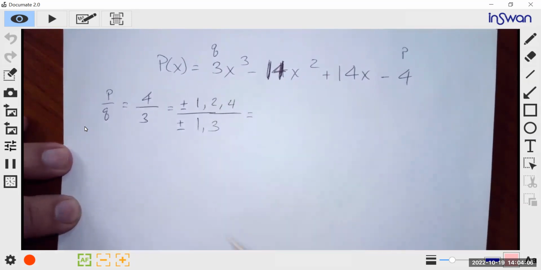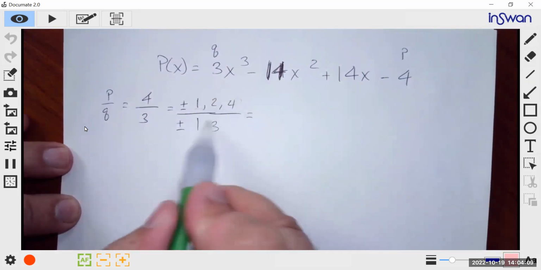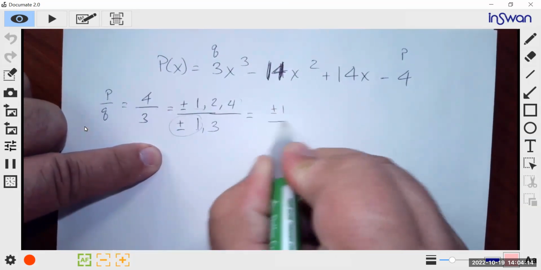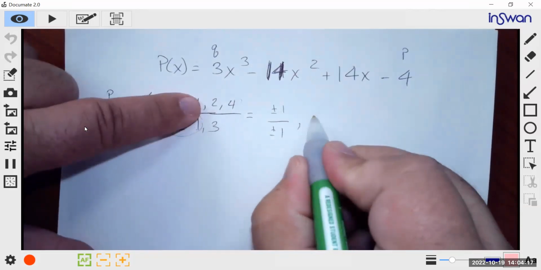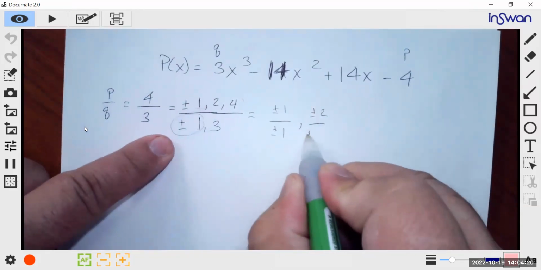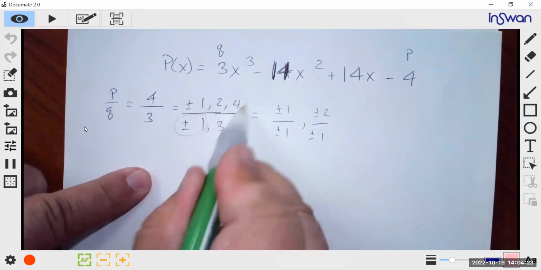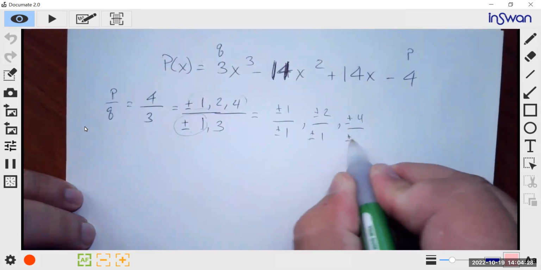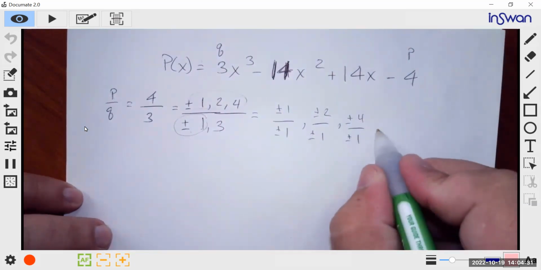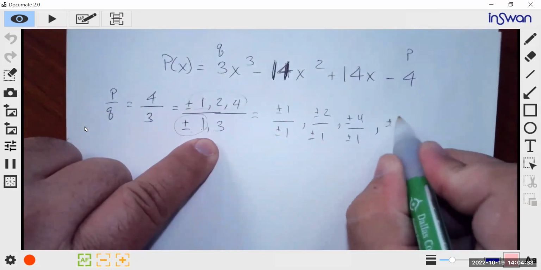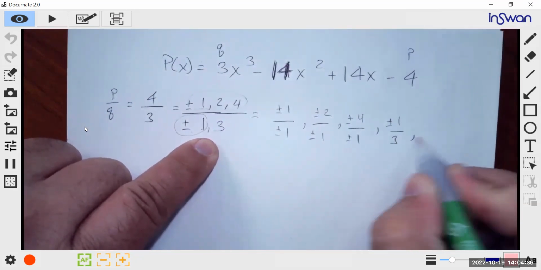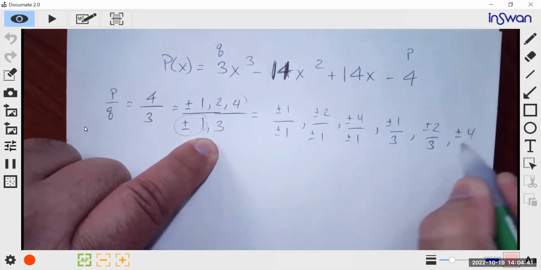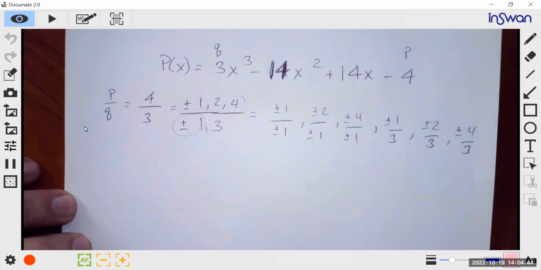So now we have to look at all possible combinations. We have 3 on top, 2 on the bottom. So plus or minus 1 over plus or minus 1. Plus or minus 2 over plus or minus 1. I have to take each of these on top with each of these on the bottom. Plus or minus 4 over plus or minus 1. Now the other one. Plus or minus 1 over 3. Plus or minus 2 over 3. Plus or minus 4 over 3. I got tired of writing plus or minus all the time.